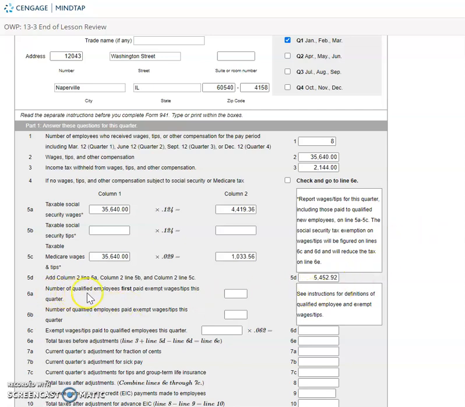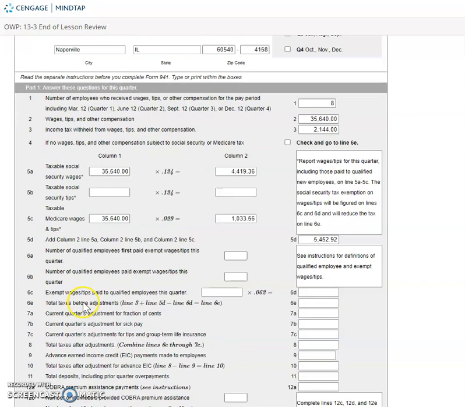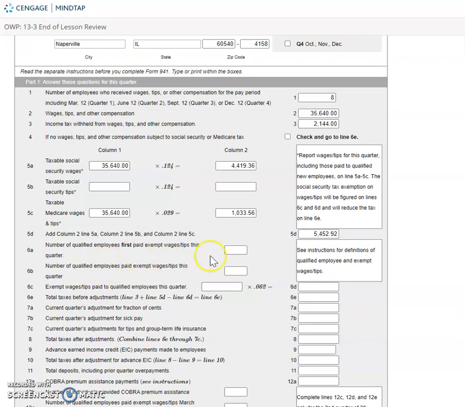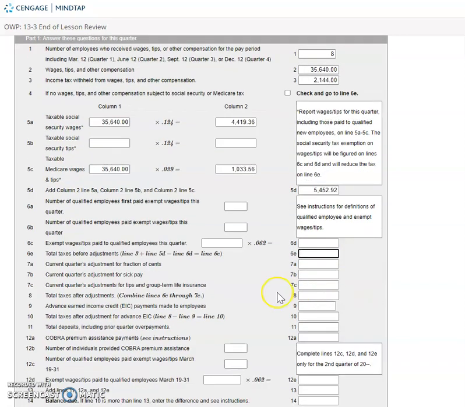Line 6A says number of qualified employees first paid exempt wages this quarter. It doesn't say anything about that in the directions, so again, 0. Number of qualified employees paid exempt wages tips this quarter, 0. 6C, exempt wages then, we don't have any. Again, remember, I'm going to put those zeros in there just to make sure that MindTap doesn't want those zeros.